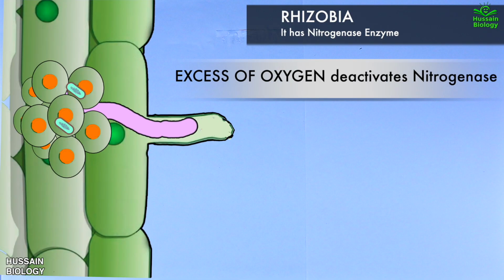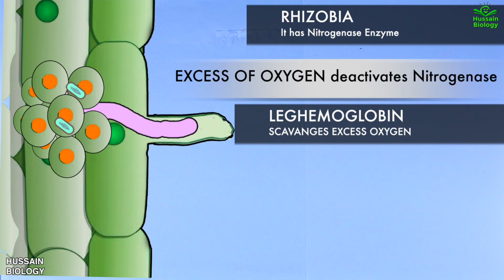So to tackle this, the plant produces leghemoglobin molecule. This leghemoglobin molecule plays dual role. First role is the leghemoglobin scavenges oxygen to protect nitrogenase enzyme in legume Rhizobium symbiosis. Secondly, by sequestering oxygen molecule, the leghemoglobin creates a microaerobic environment within the nodule. This balance ensures that enough oxygen is available for the respiration of Rhizobia, providing energy for nitrogen fixation while keeping oxygen levels low enough to protect the nitrogenase enzyme.